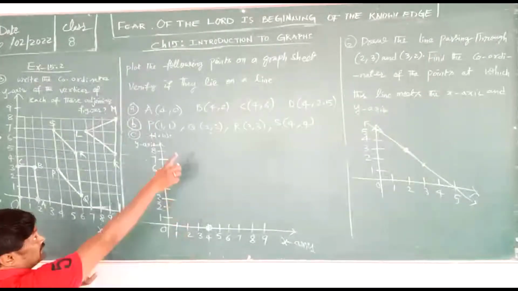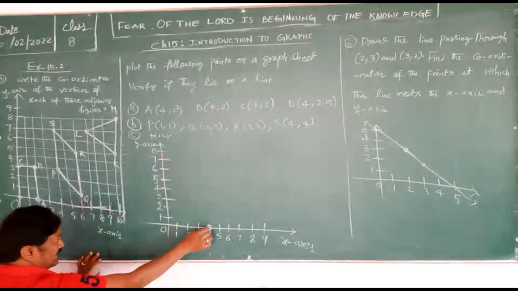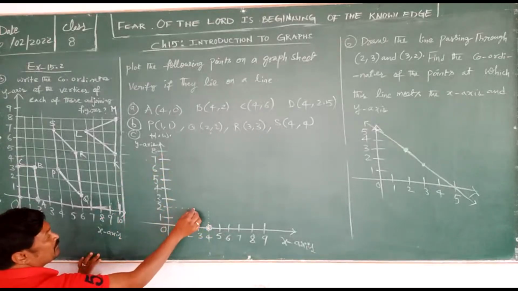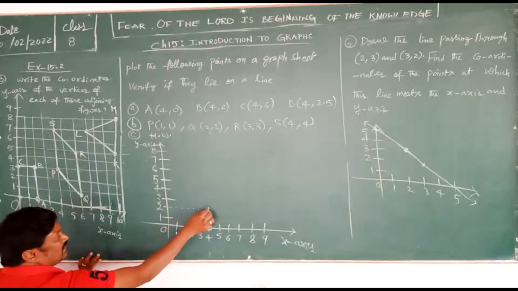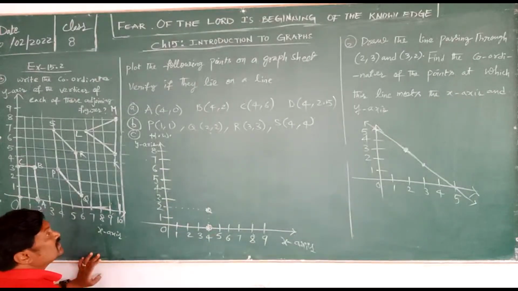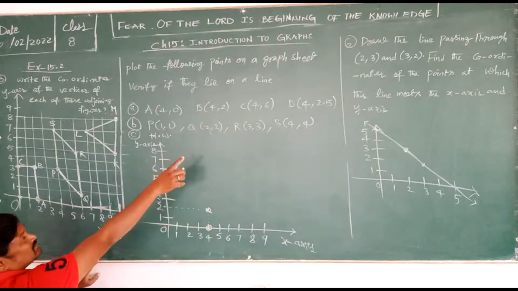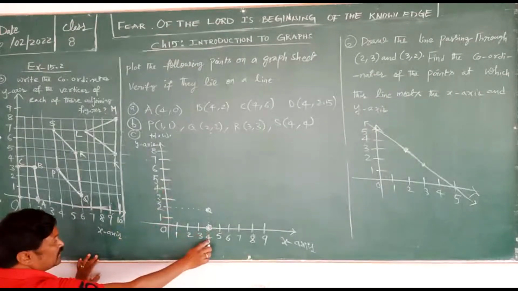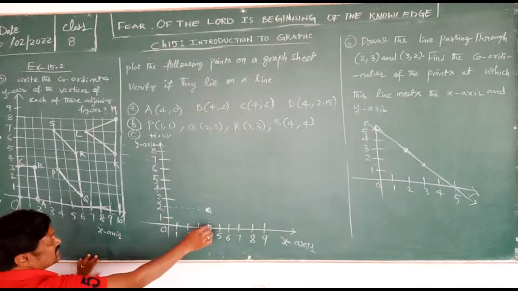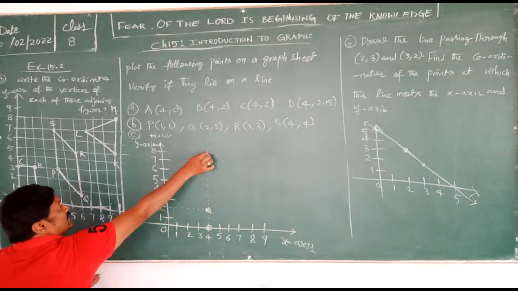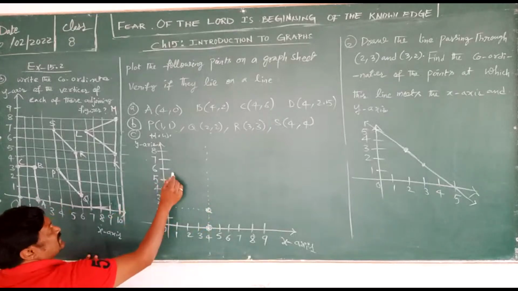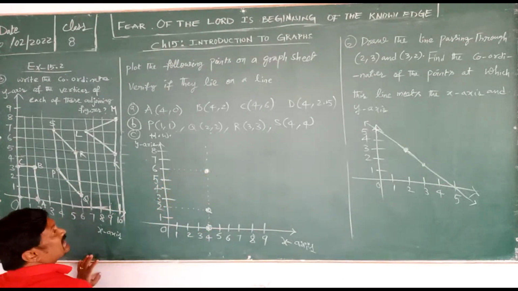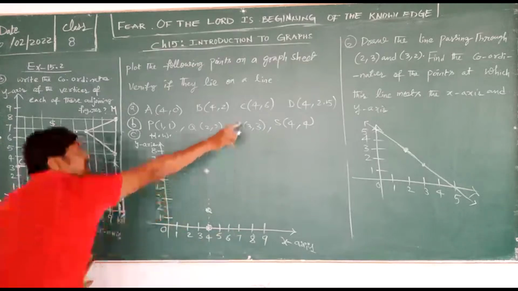Another one, what is it? 4 comma 2. x is 4, y is 2. x 4, y 2. So I'm going to draw one more point here. Next one, what is there? x is 4, y is 6. So x is 4 and y is 6. Let's check. x is 4 on this line and y is 6, they said. Let's go to that 6 and mark this point.